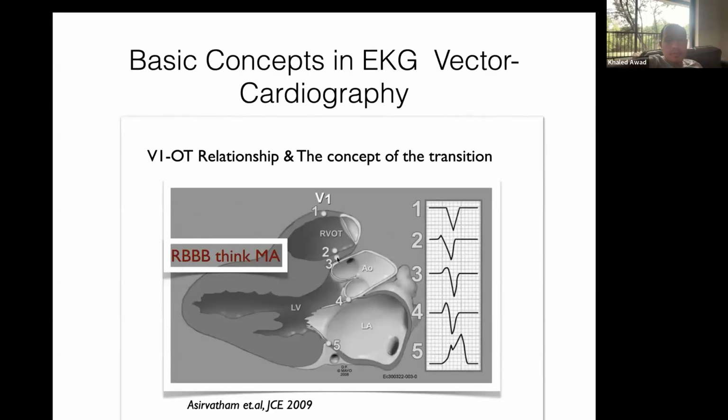Essentially, rule of thumb is if you have a right bundle VT, okay, you start thinking we're on the mitral annulus, especially if there's no transition. Well, what does the transition mean? Transition means, what happens to V2, V3, V4, V5, V6?